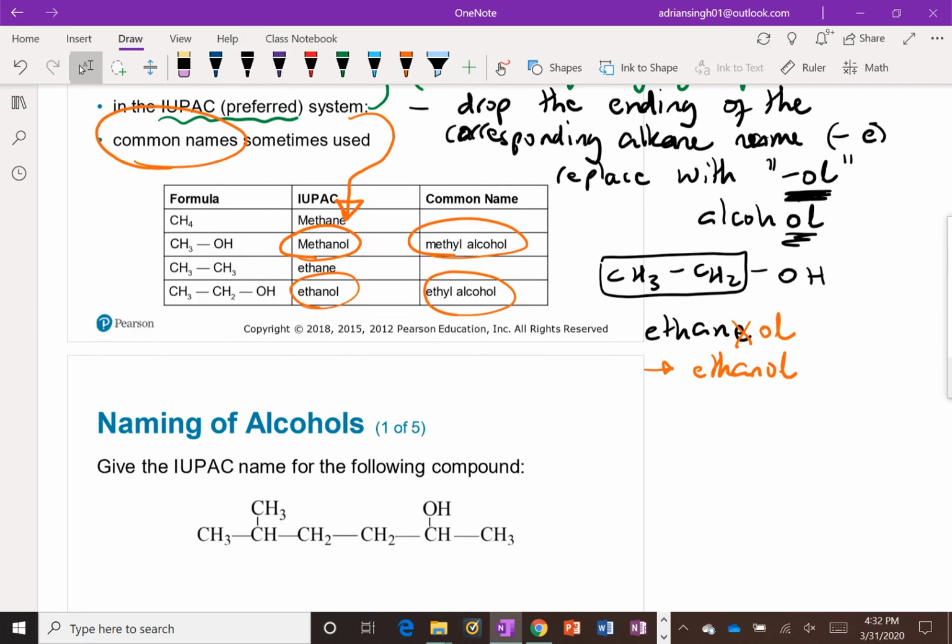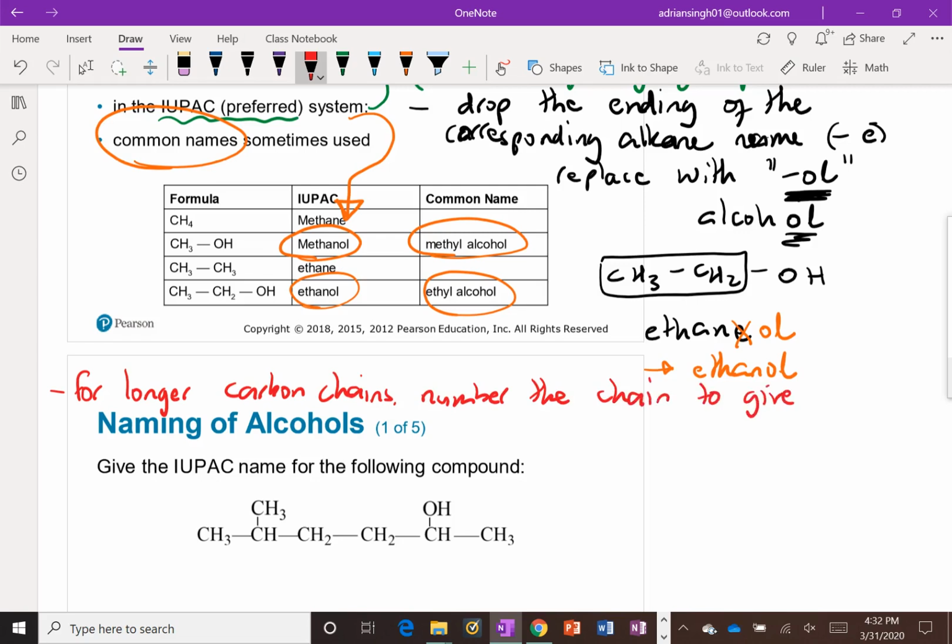When the carbon chain gets a little bit longer, then we have to explicitly state where the OH group, the hydroxyl group, is attached. So for longer carbon chains, we're going to have to number the chain. And again, the numbering here is dictated by the lowest number possible for the OH group or the hydroxyl group.